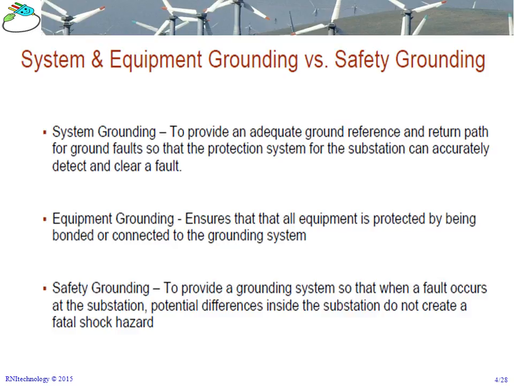So you have three different types of grounding. The first one is what they call system grounding. System grounding is the way your equipment is interconnected to the system. So it's a way of providing an adequate grounding reference and return path for ground fault so that the protection system for the substation can accurately detect or clear the fault.